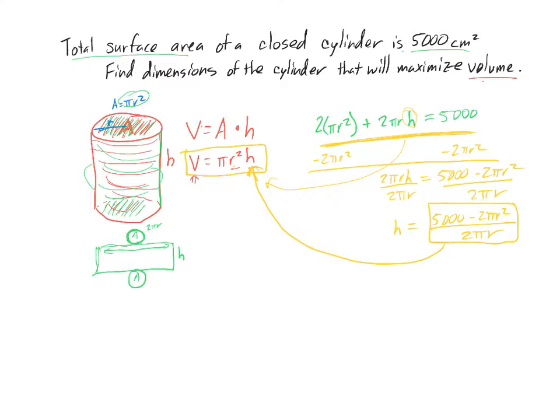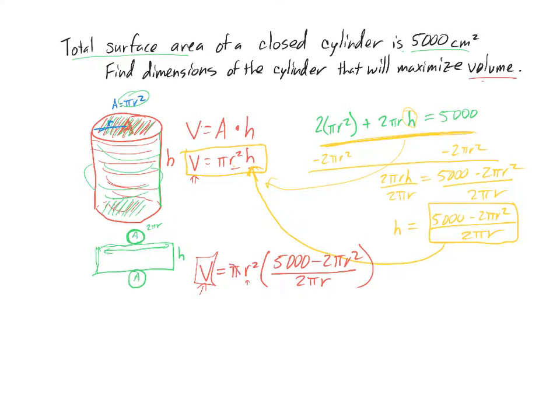And so now I have an equation for volume: volume equals pi r squared times 5,000 minus 2 pi r squared over 2 pi r. At this point, you could actually put that straight into your calculator. The r is going to be your x value and the V is going to be your y value, and you could find the spot on the graph where you get a maximum y value, a maximum volume. If you want to do some simplification first, that's fine too.